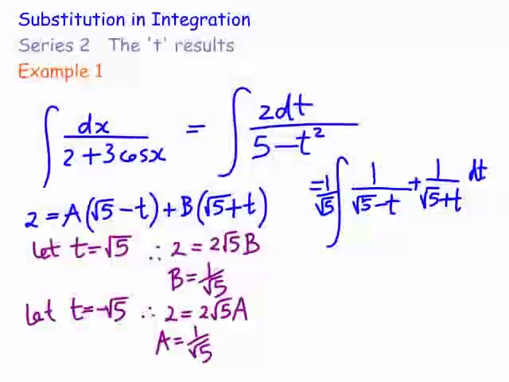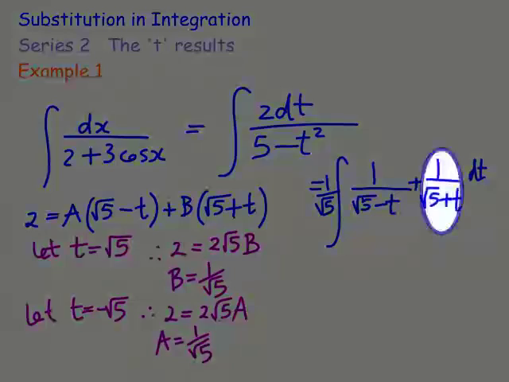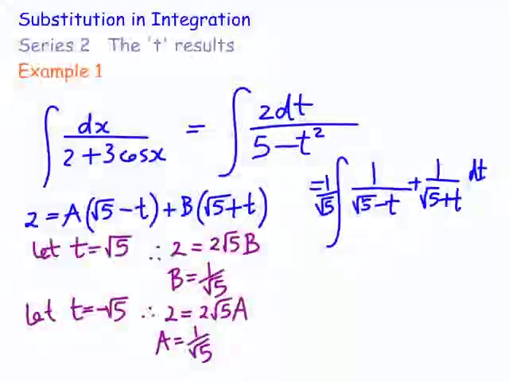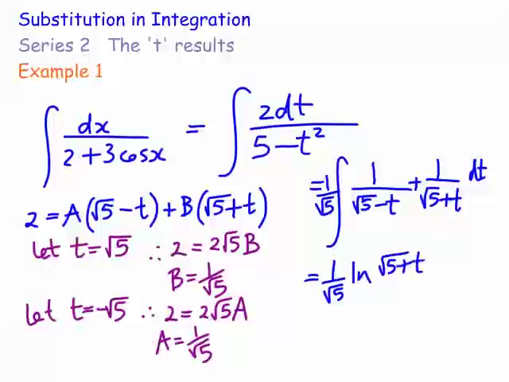If you have a look at the other one over here, I've got a 1 on root 5 plus t, its derivative is just 1, so that's going to be the positive log side. So this is going to give me 1 on root 5, there's going to be an ln now, the root 5 plus the t is on the top, and the root 5 minus the t, because that was a negative log, is on the bottom. So the log of that expression, plus a c.